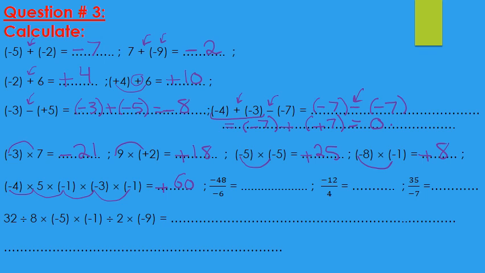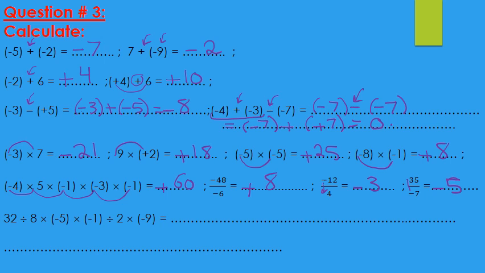Now division. Negative over negative is positive, 48 over 6, so the result is 8. Negative over positive is negative, 12 over 4 is 3. Positive over negative is negative, 35 over 7, it is 5.